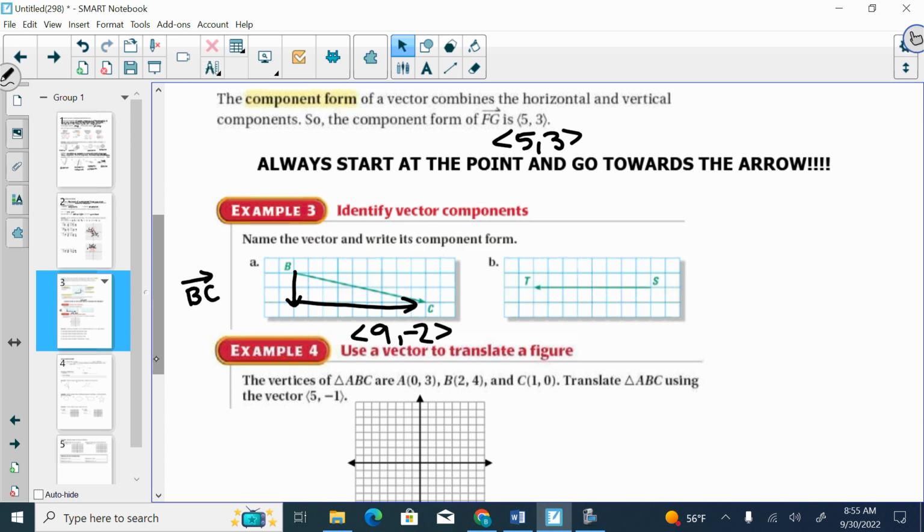Okay. All right. What would we call figure B? ST. Okay. All right. And then for ST, did we move up or down any? No. Did we move left or right? How much did we move? All right, so we're going to have -8 for moving left and right. And then you guys said we don't go up or down any, so we just put in a 0 for our vertical part of the vector. All right.